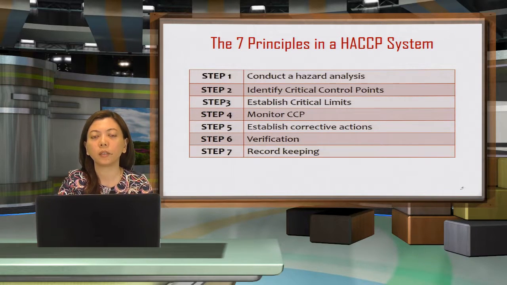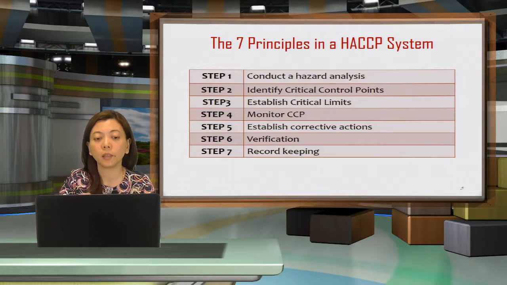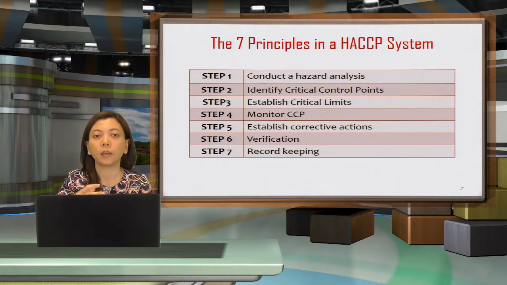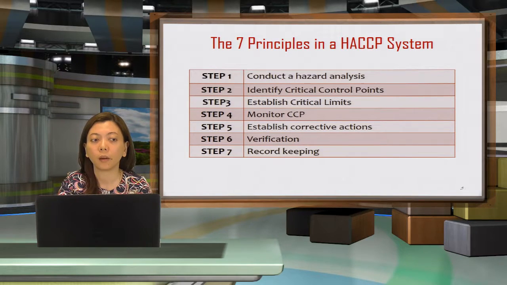So there are actually 7 principles in a HACCP system. As you can see, there's step 1 until step 7. I'll explain briefly what these steps are. In step number 1, you conduct a hazard analysis. Conducting a hazard analysis is whereby you identify risks or hazards that might be introduced into the food.